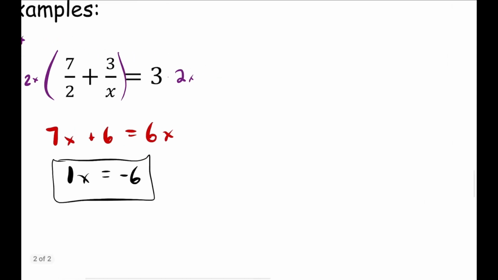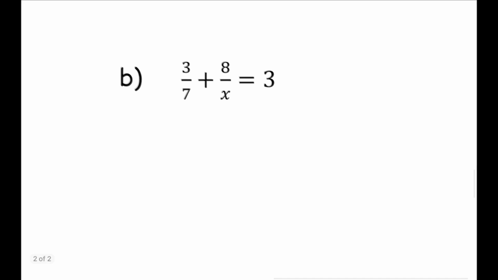Okay, moving right along. Let's keep this flow going. All right, looking at this second example, we're actually going to modify this one. This one was a typo. This is supposed to be a 1 right here. All right, now we'll go ahead and solve this.